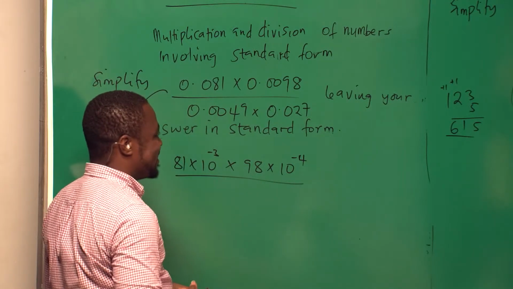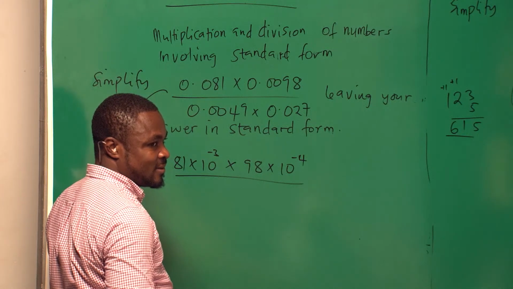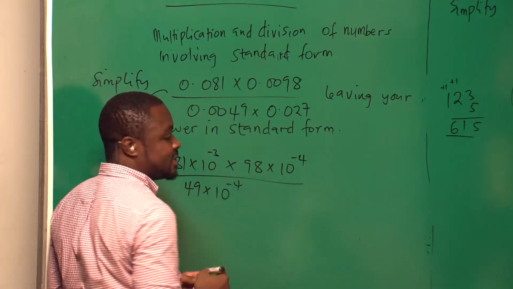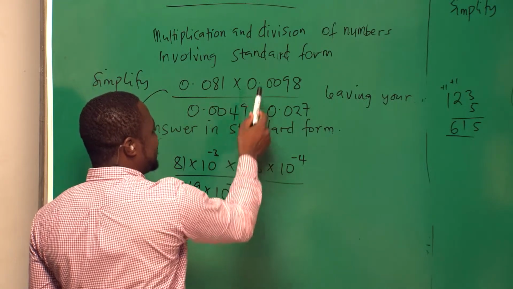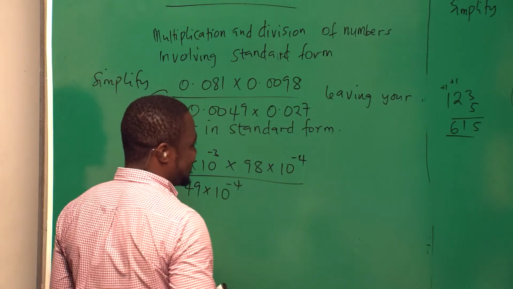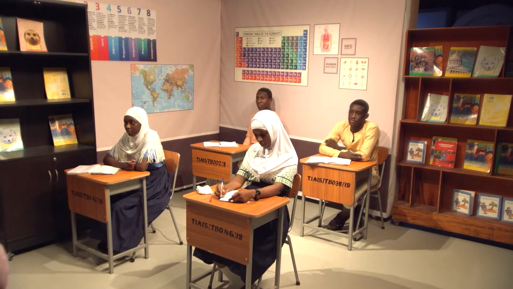Yes, Munira. How do you deal with the first one, the denominator? So you change it to a number. So do that. 49 times 10 exponent negative 4. Is she right? So you count 1, 2, 3, and 4. 49 times 10 exponent negative 4. Tofik, the last one. 27 times 10 exponent negative 3. Are you okay?